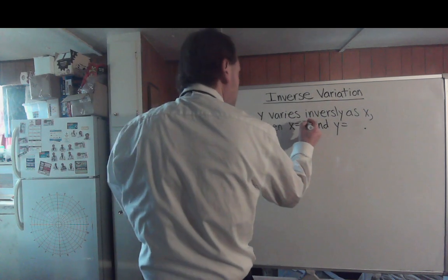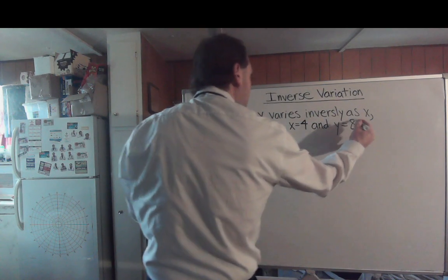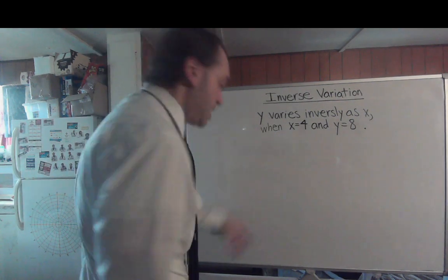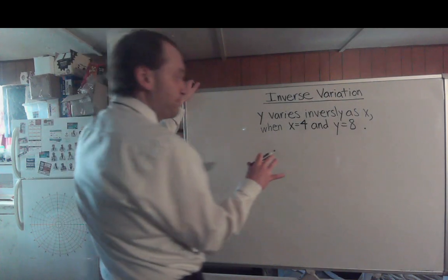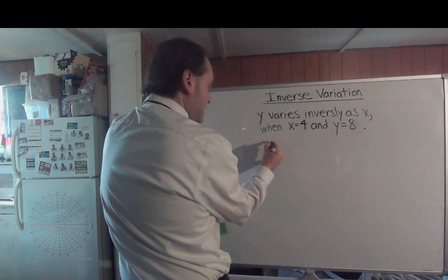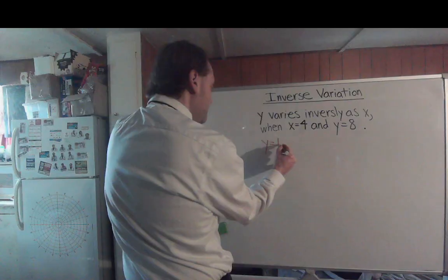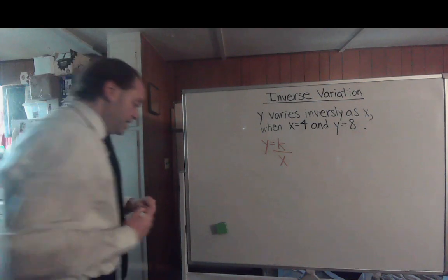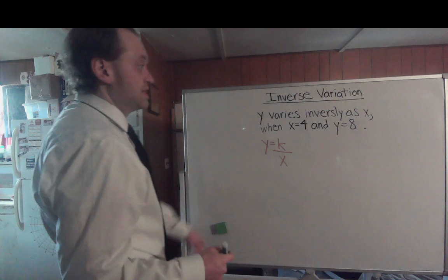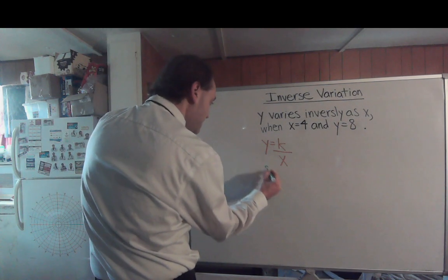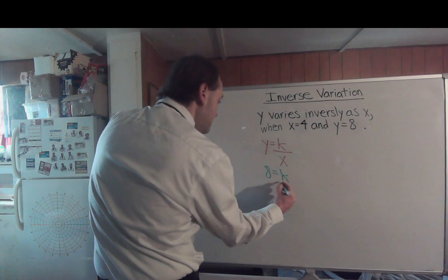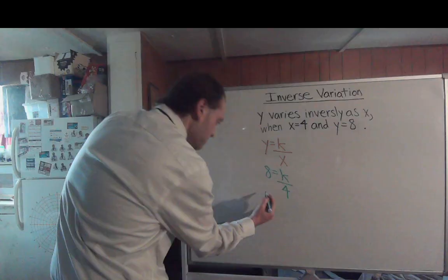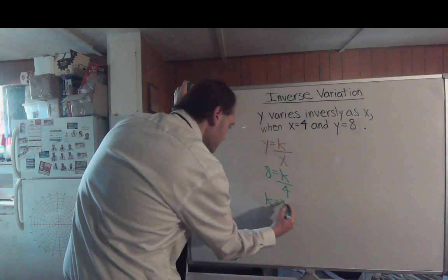This time we'll have x equal 4 and y equal 8. So y varies inversely as x when x equals 4 and y equals 8. Go ahead and set up your function of inverse variation. So that'll be y equals that constant of variation k divided by x, since it varies inversely. Now, y equals 8, so you'll have 8 equals k divided by your x value of 4. Then just multiply both sides by 4, you end up getting that k equals 32.